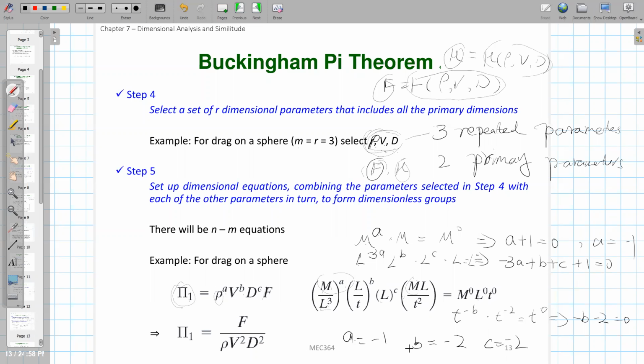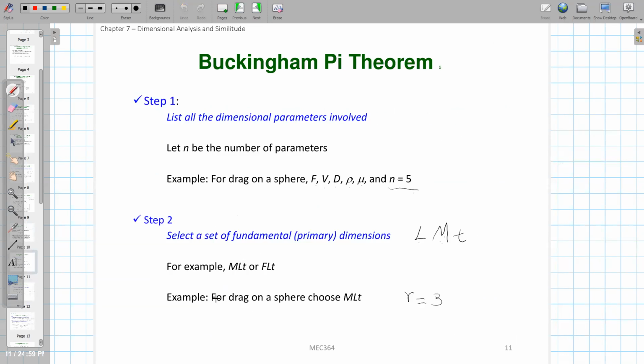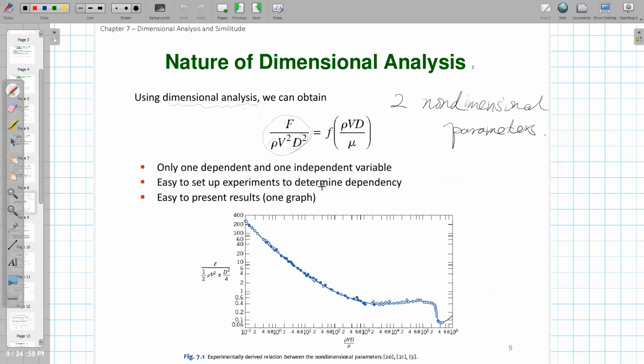And after you know these 3 values, you substitute back to this pi 1 here. So you can rewrite this pi 1 as just equal to F here. a is minus 1, so rho is on the bottom. b is minus 2, so V square on the bottom, and d is minus 2, so D square on the bottom. So you find that the first dimensionless parameter pi 1 will be F over rho V square D square. This one we find here, right? This is the first dimensionless parameter found, pi 1 equals F over rho V square D square.